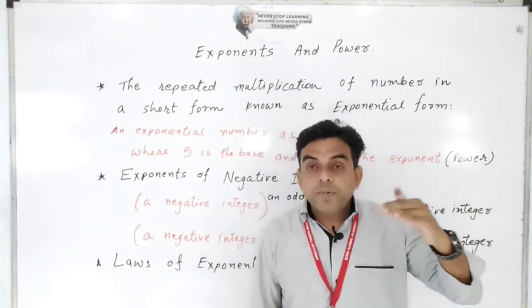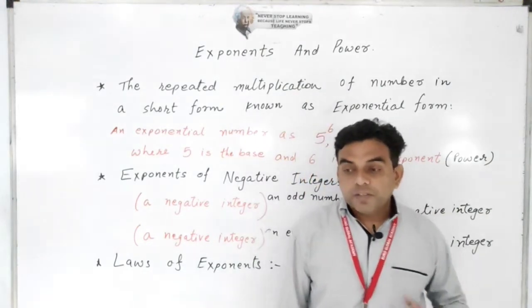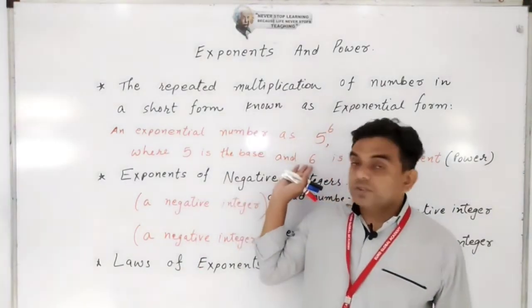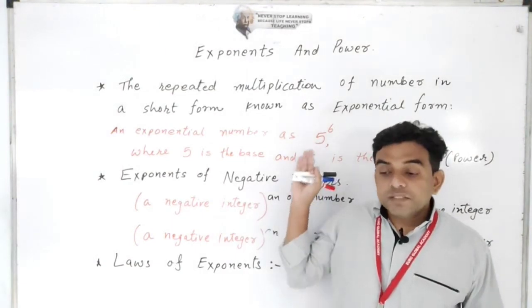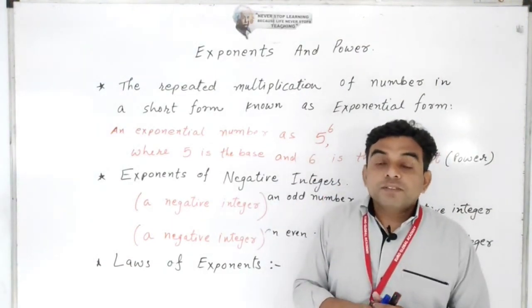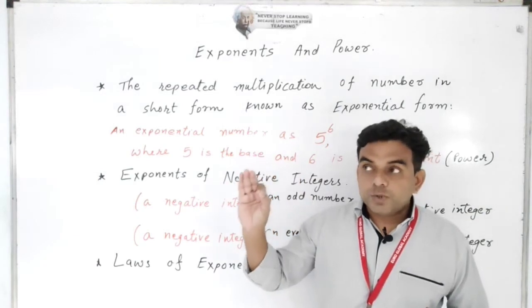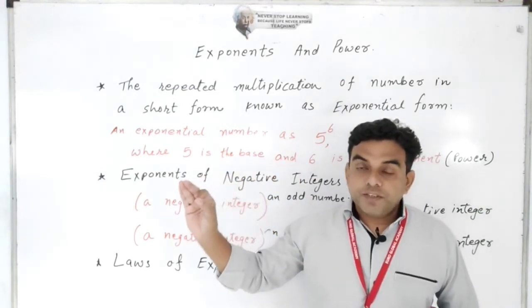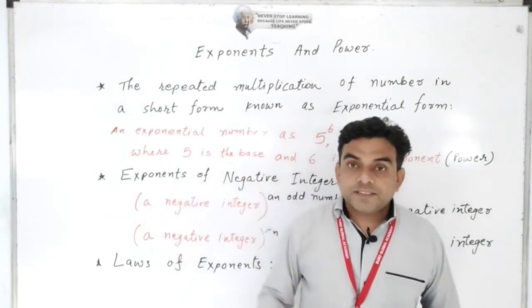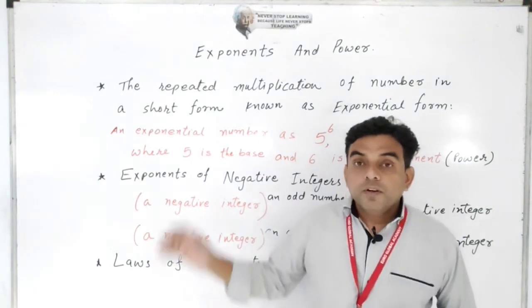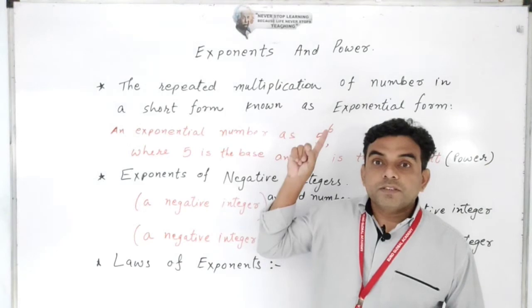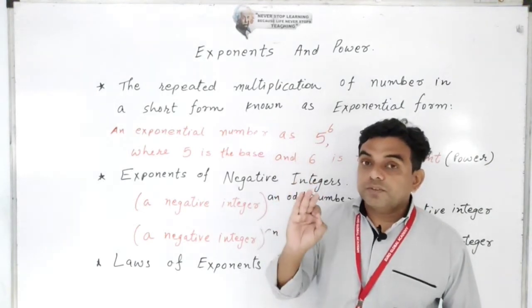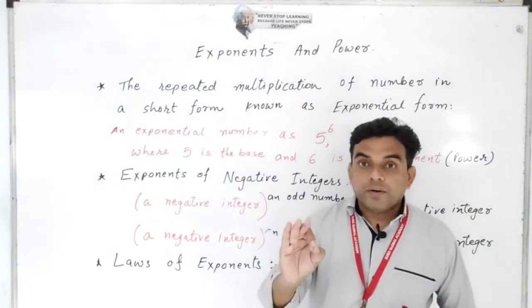Then students, this is the repeated multiplication. Suppose you are asking what 5 to the power 6 means. That means you multiply 5 six times: 5 into 5 into 5 into 5 into 5 into 5, 6 times. So the base is 5 and 6 is the exponent, which you can also call the power.